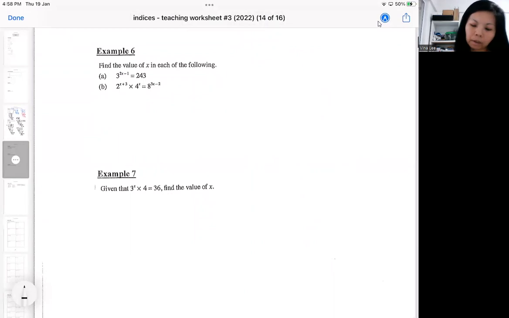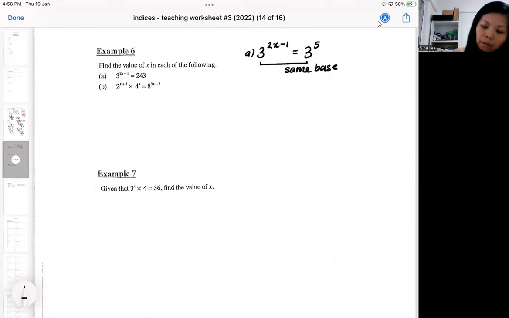Okay, in example 6a, the number could look quite huge, 243. So you can punch the calculator. Just try to randomly press the calculator, and you realize that it's 3 to the power 5. So even though the number is quite big, you have to punch the calculator to play around. That leads you to the same base, and then you compare the power. So it follows. Subsequently, it's just your basic algebra.